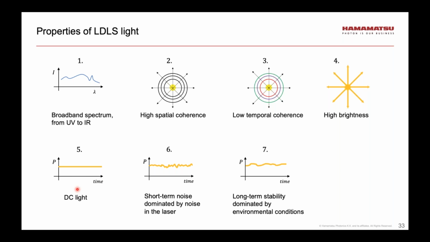The light is DC. Now we can understand why pulsating LDLS is difficult, because to pulsate LDLS, you would have to vary the laser's power, but that changes the properties of the plasma. So if pulsed light is necessary, it may have to be done, for example, using external choppers to create pulses of light. There will be short-term noise, and that short-term noise is dominated by the noise in the laser itself. There is long-term stability, and that long-term stability will be dominated by environmental conditions.